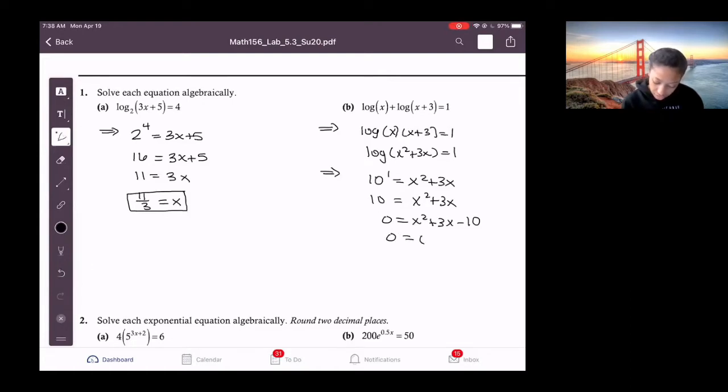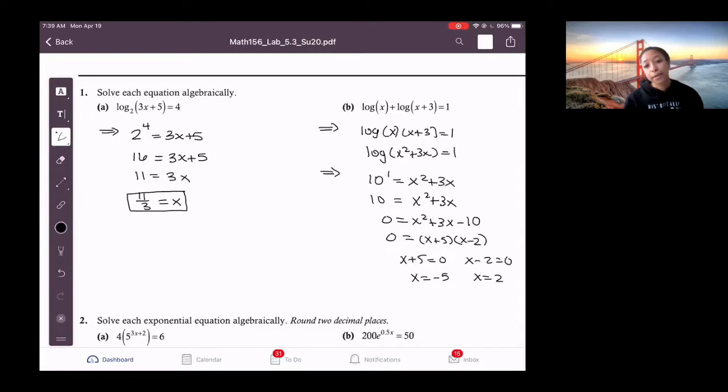And then if we factor this, we get x plus 5 times x minus 2 is equal to 0. Setting these factors to 0, x plus 5 is 0, x minus 2 is 0. This gives us x is equal to negative 5 and x is equal to positive 2.